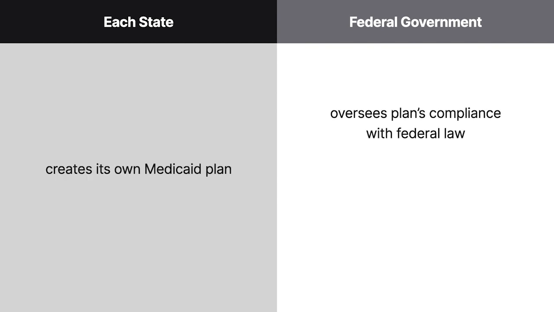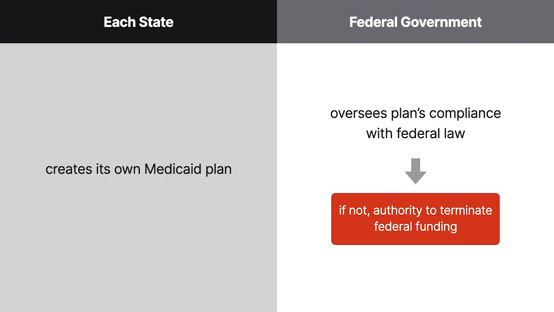Under Medicaid's federal-state split, each state creates its own Medicaid plan, and the federal government is responsible for overseeing that plan's compliance with federal law. If a state plan isn't compliant, then the federal government, through HHS, has the authority to terminate the plan's federal funding completely. However, the federal government has yet to exercise this authority.